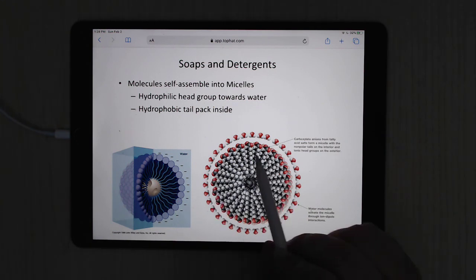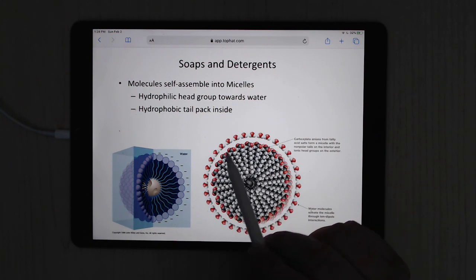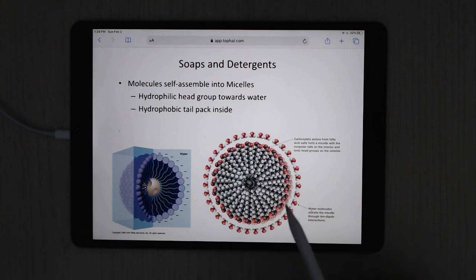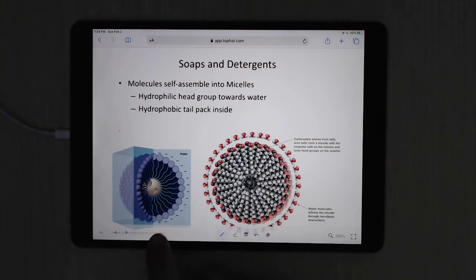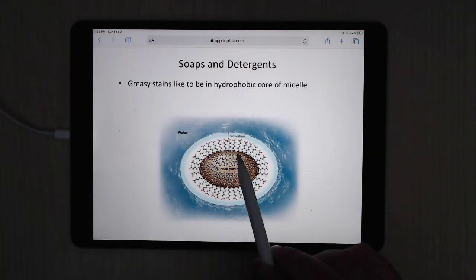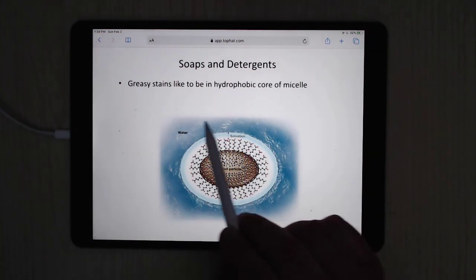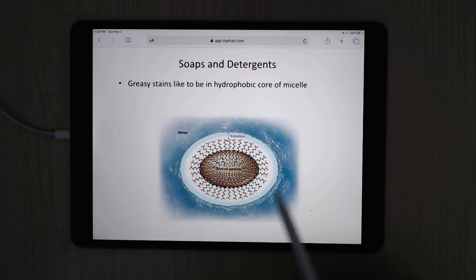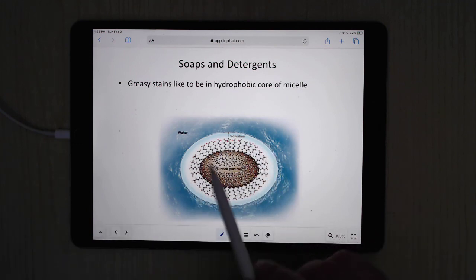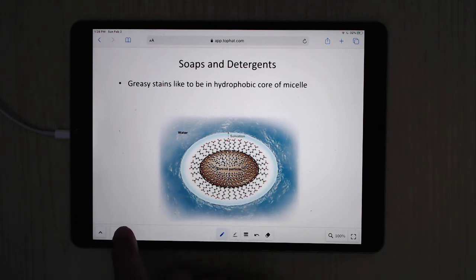And so you're going to have this greasy core, and this hydrophilic part, with the water on the outside, so it can take things with it. It's a pretty slick molecule. If you had some dirt or whatever it is, you've got this water, you've got the solvation, you've got all of these head groups on the outside, and then you can put grease in the inside, greasy stains in the inside.